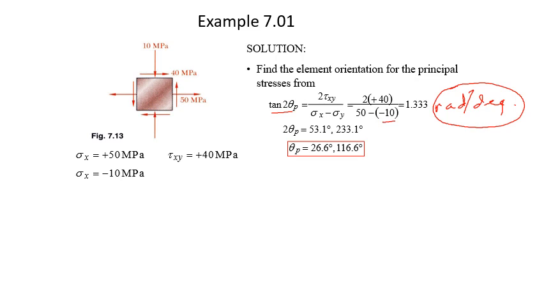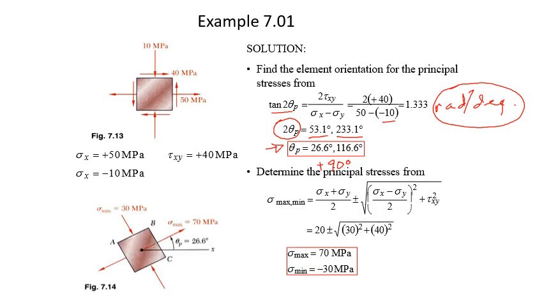So if you calculate 2 theta p as the inverse tangent of 1.333, you will get two values. One is 53.1, the other is 180 degrees away, because it's 2 theta p, 2 times the angle. So for just theta p, you see the difference is 90 degrees, right? Plus 90 degrees. So you get two angles.